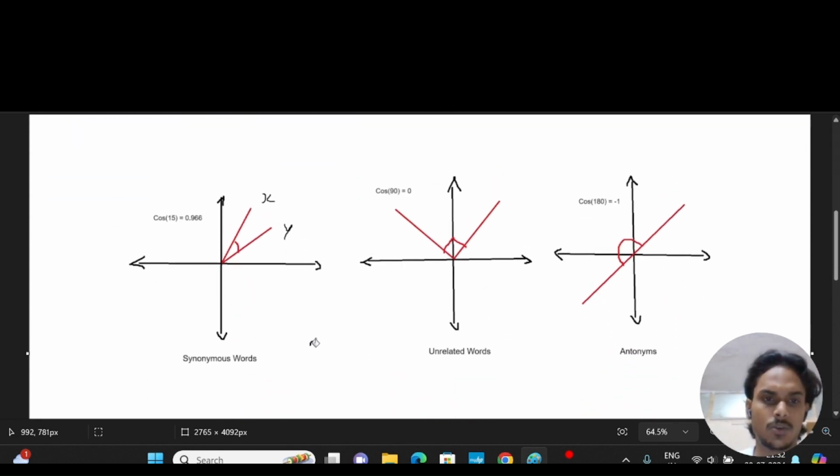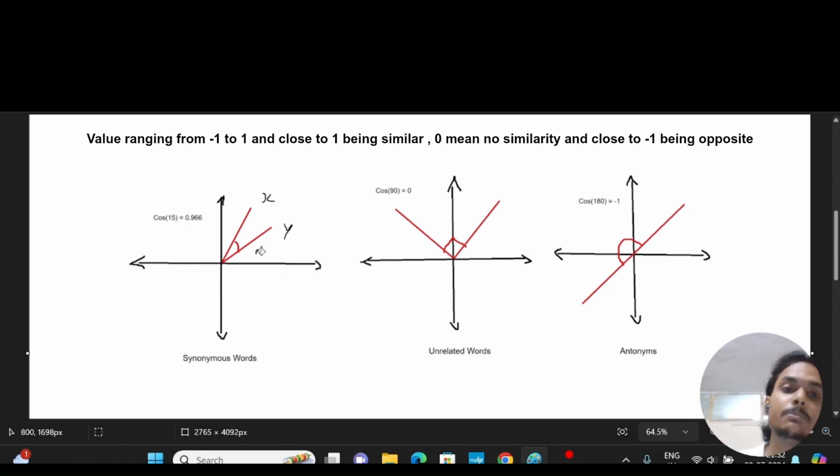So if I just go ahead and explain what these three graphs are, I think it'll explain most of the things. Starting with this one. For example, there are two words x and y, and the angle between those two entities is 15 degrees. So cos of 15, we know it is 0.966, which means both these words, both these vector embeddings, are 96% similar. So there is a high probability that these two words would be synonyms.